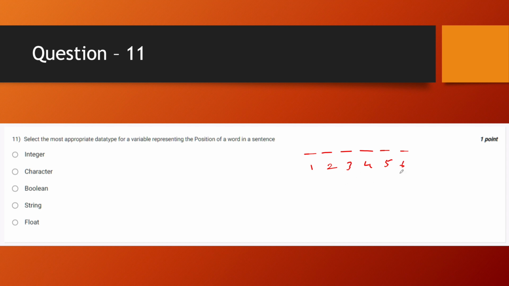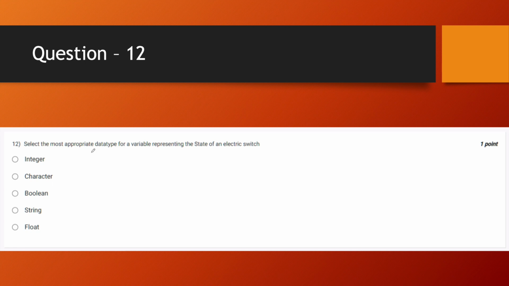So now how do you represent the position? I want to say capture the fourth word. Well, you just give the number 4, and 4, as you know, is an integer, so the correct answer for this is integer. So integer is how you represent the position of a word in a sentence.